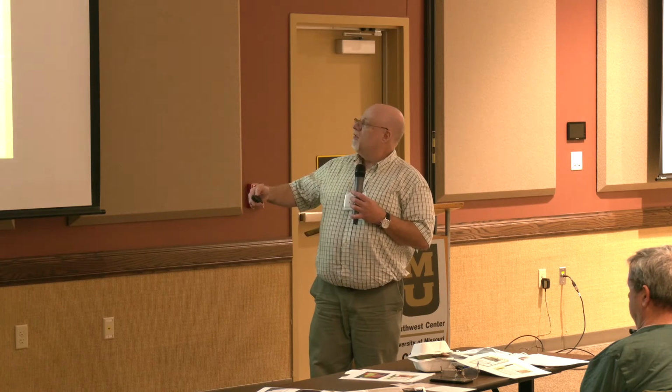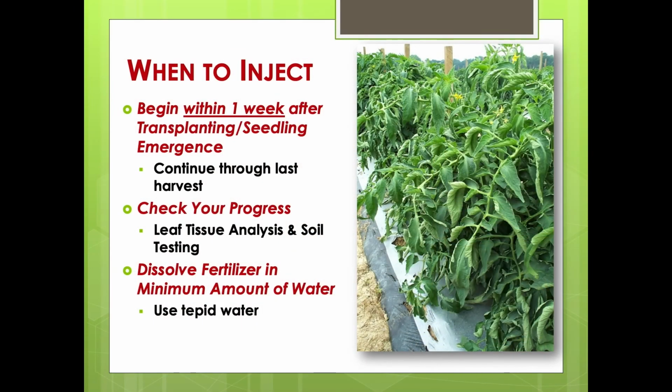All right. When do you start injecting? This is easily the most common question somebody asks me when they first get into fertigation and using plasticulture. You always want to start within 1 week of transplanting or 1 week of when your seedlings begin emerging. If you wait much longer than that, research has shown you can actually impact growth and development of the plant. So you don't want to stress the plants. So within 1 week, and you want to continue through last harvest.